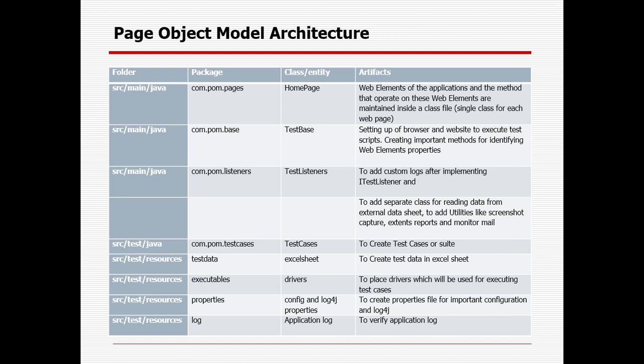Similarly, I can create a properties folder where I can create the files for config and log4j properties, and a log folder also. In case I want to generate any application log or other log, I can also create a folder. So that will be the folder structure.